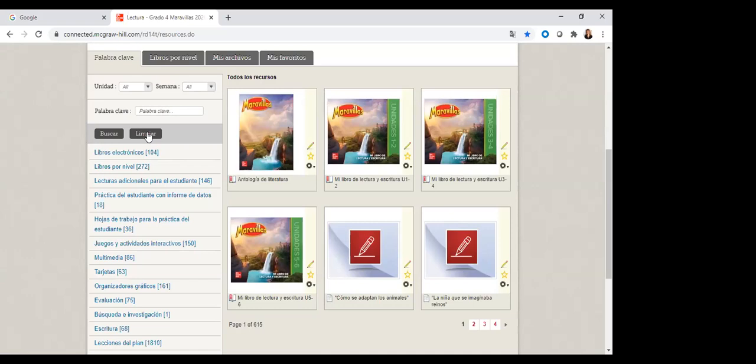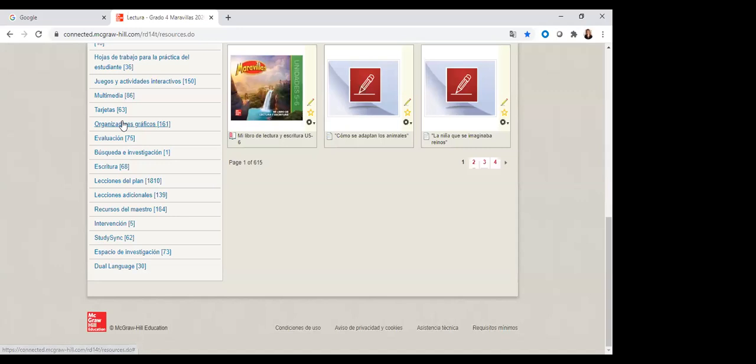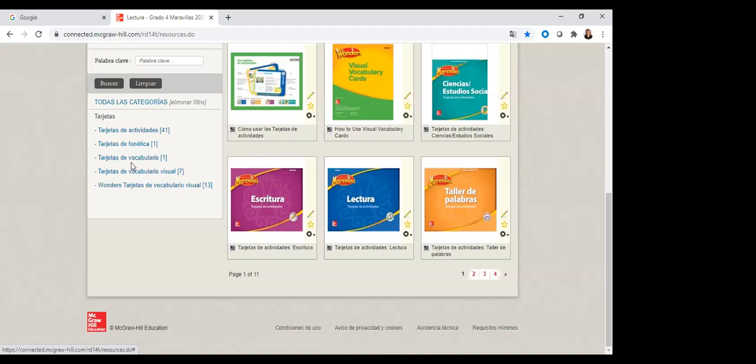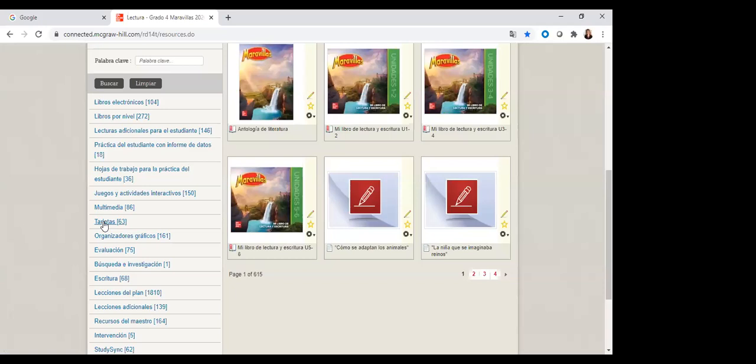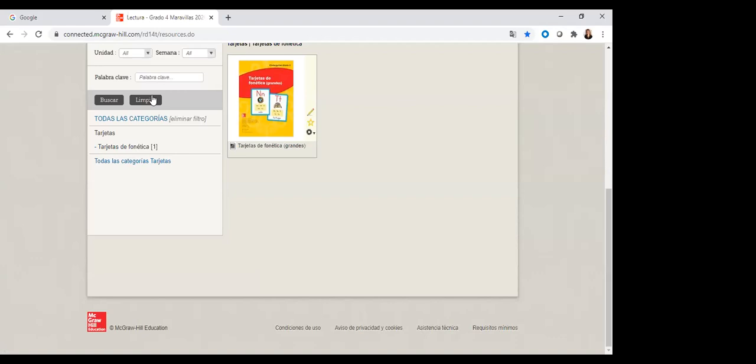Another place that I really, really want to take you to is a couple of places, right? Tarjetas, super importante, ¿te acuerdas? Las tarjetas de actividades, las tarjetas de, that's not what I wanted to show you. Las tarjetas de fonética are here. This is your sound spelling cards, especially in a digital environment, right? Las tarjetas de vocabulario están aquí.